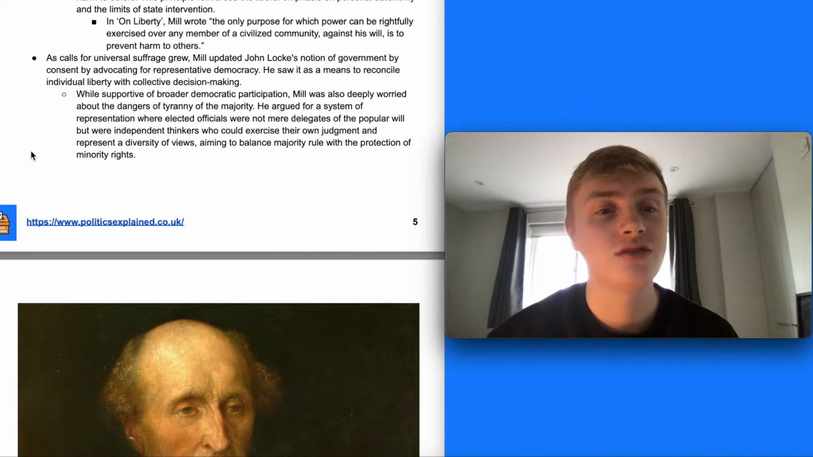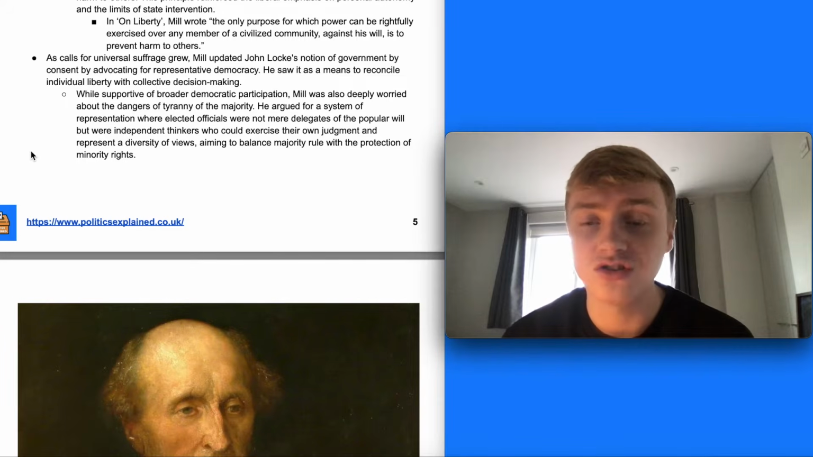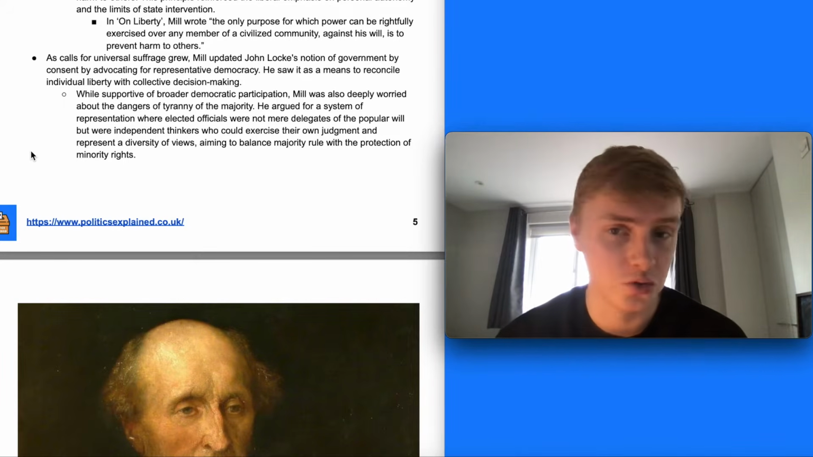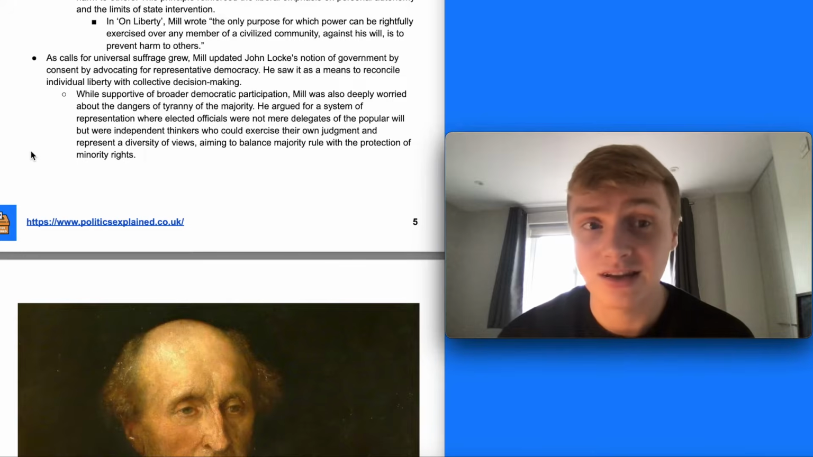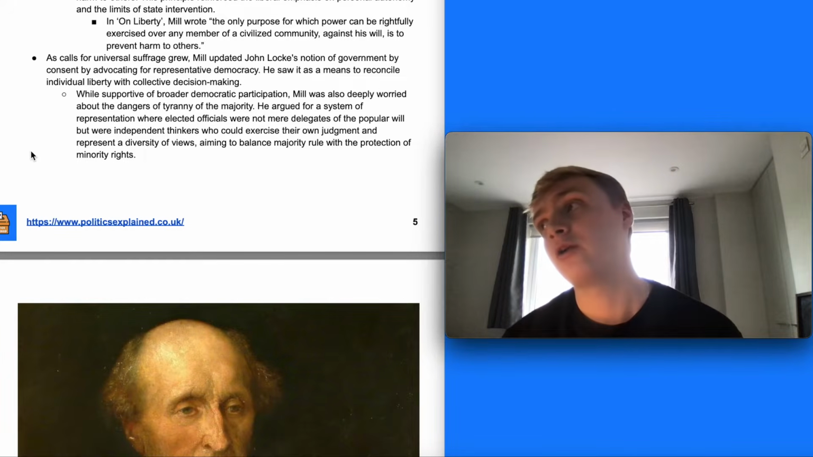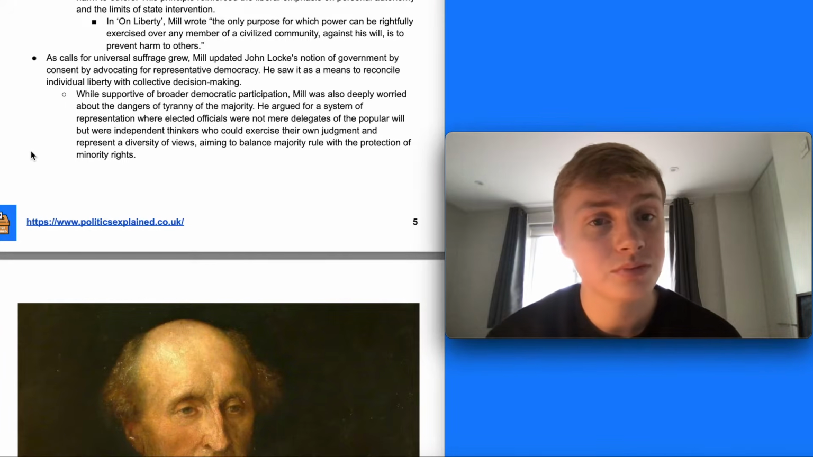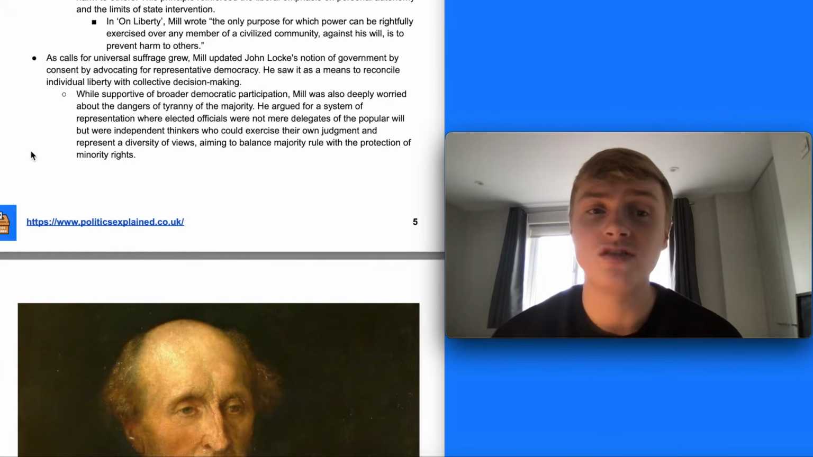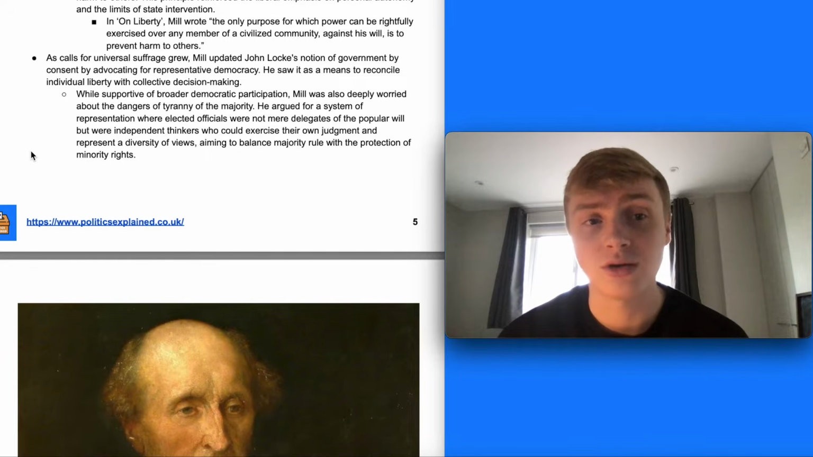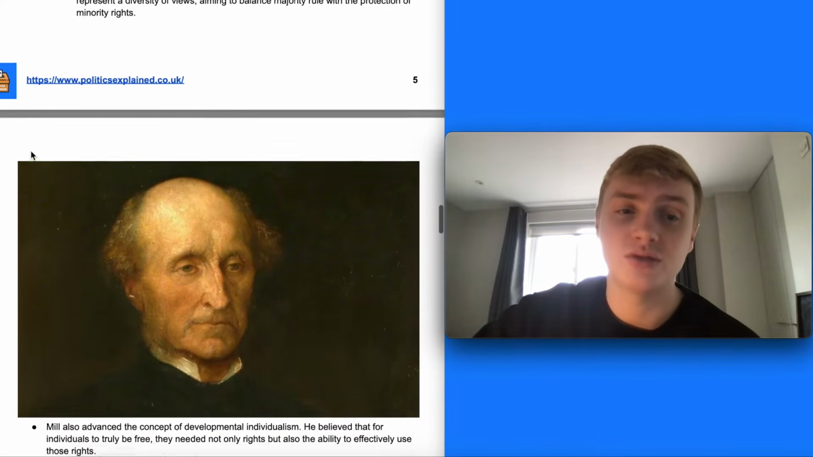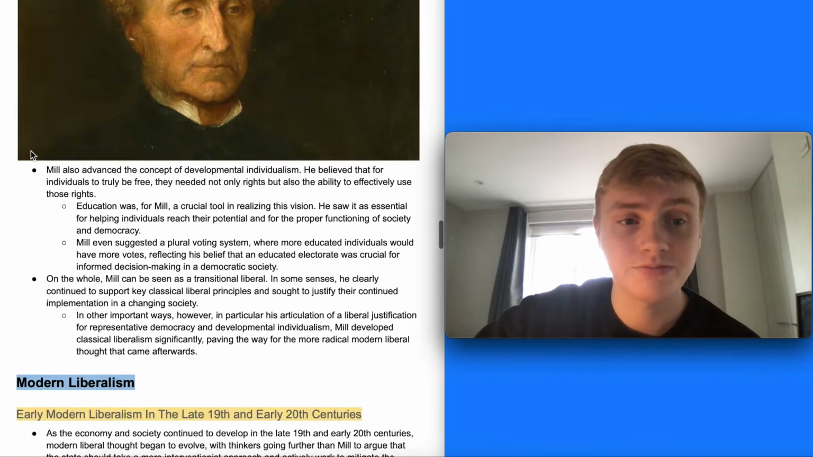And he argued for a system of representation where elected officials were not just delegates of popular will. They didn't just do what the people wanted, as this would lead to tyranny of the majority and minority rights being disregarded. Instead, he thought they should be independent thinkers who could exercise their own judgment and represent a diversity of views, aiming to balance majority rule with the protection of minority rights.